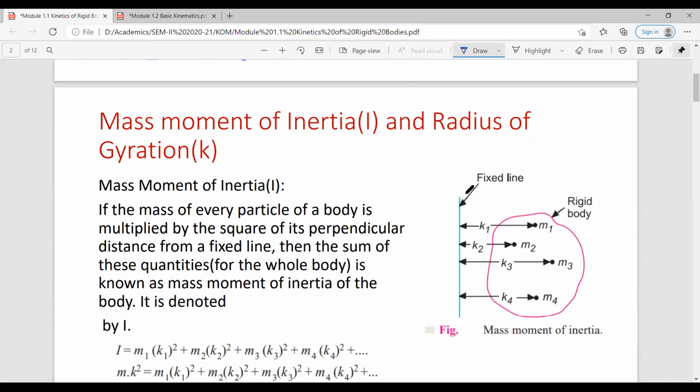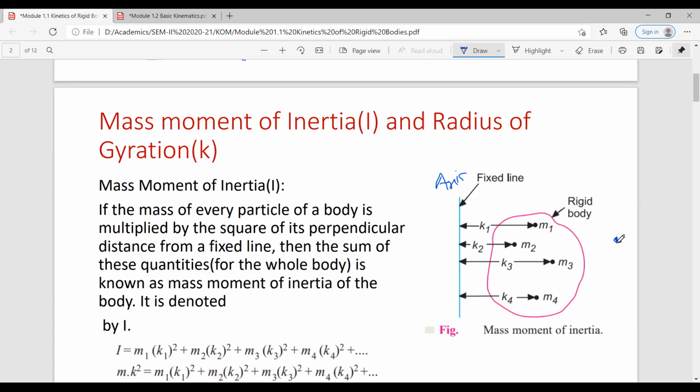Now consider this body. It is a fixed line which is nothing but your axis of rotation, about which this body is rotating. This is the rigid body. You can see that this rigid body has some dimensions. You can see the shape. It is not a point mass as we have considered earlier. Its mass is well distributed along its width, height, etc.